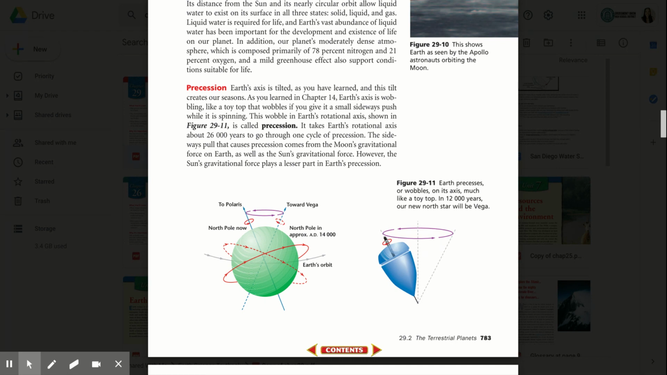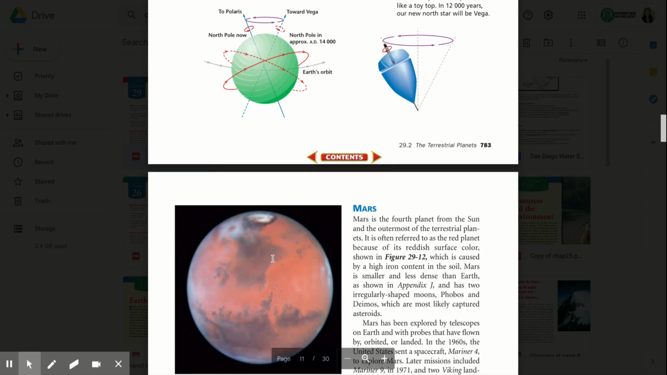The wobble in Earth's rotation axis, shown in Figure 29.11, is called precession. It takes Earth's rotation axis about 26,000 years to go through one cycle of precession. The sideways pull that causes precession comes from the moon's gravitational force on Earth, as well as the sun's gravitational force. However, the sun's gravitational force plays a lesser part in Earth's precession.